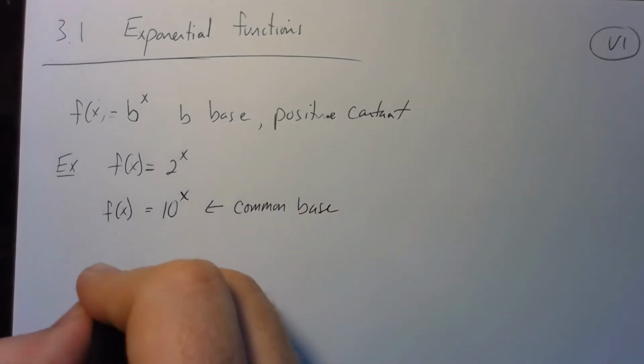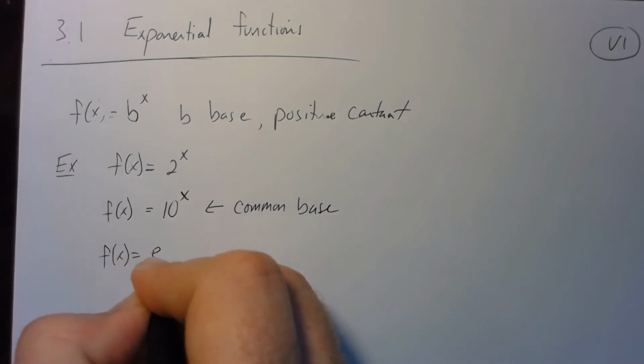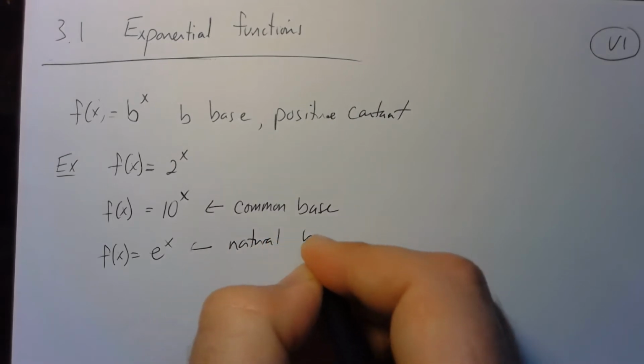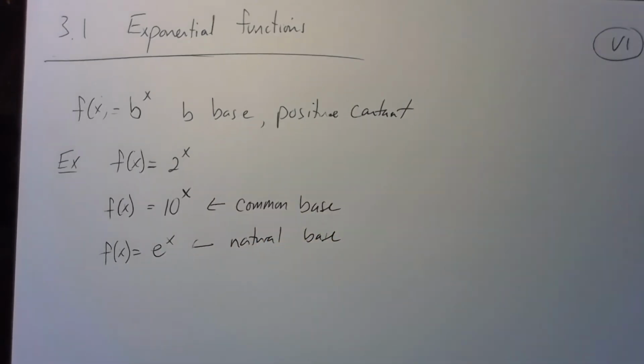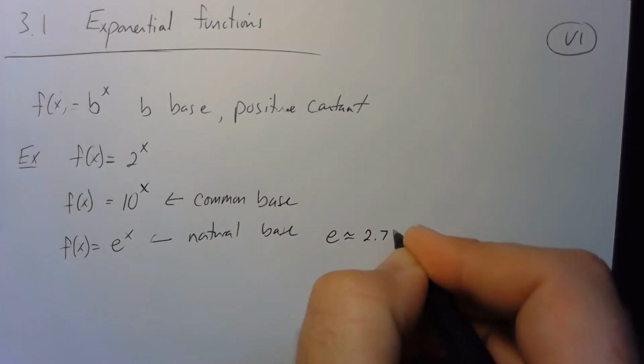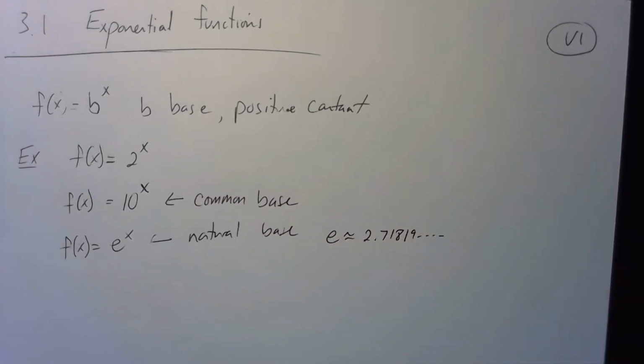There's another base. I'm going to go ahead and write that down. That's e to the x. This is called the natural base, such that e is a number very much like pi. e is equal to approximately 2.71819 and continues on forever, never stops. Again, this natural base is extremely important in most mathematics, and does show up quite a bit later on.